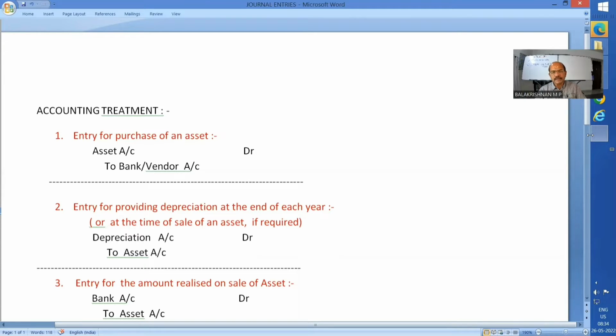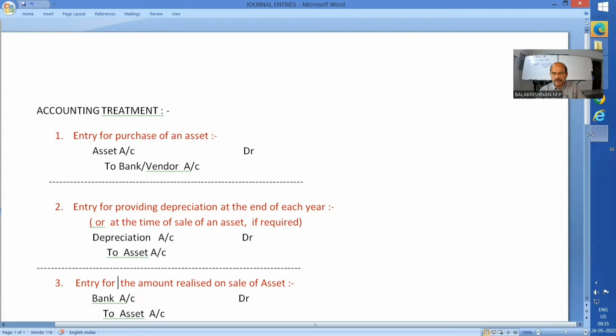Well, these are the journal entries in respect of an asset ledger. Entry for purchase of an asset: asset account debit to bank or vendor account. This particular journal entry I am explaining from the grassroots level. Asset account, a real account, debit; bank account or vendor account, personal account, credit the giver. Fine. Next one. Entry for providing depreciation at the end of each year or at the time of sale of an asset if required.